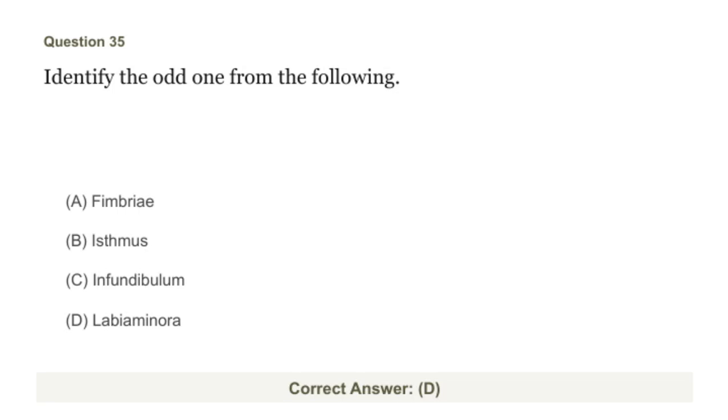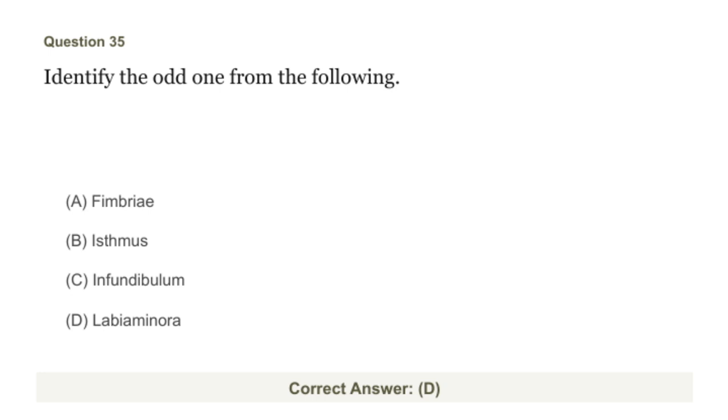All right, let's look at this question about identifying the odd one out among the options. The question asks us to pinpoint which structure is different from the others. The options given are fimbriae, isthmus, infundibulum, and labia minora. Now, most of these are parts related to the female reproductive system.